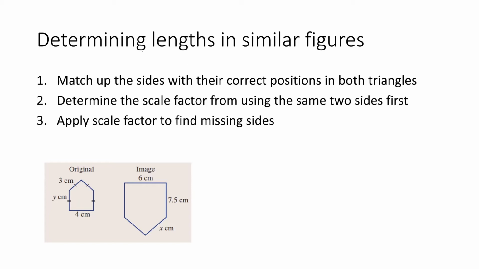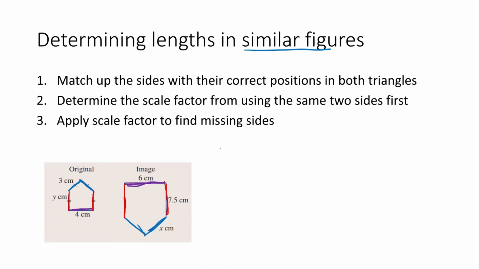Now sometimes they'll give us 2 pictures and we have to find the missing lengths in similar figures. First step is always to match up the sides with the correct sides in both triangles. If we match up these sides in these 2 triangles, your 3 in blue is your pointy side, so this is your pointy side on the other triangle. Your y will be your straight lines going up and down, which will be the same spot. And then your last one is your 4 from your original, and then your 4 on the image. That's step 1. You matched up the correct sides in both triangles.